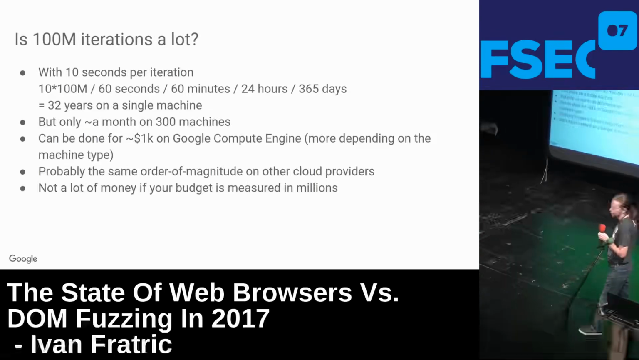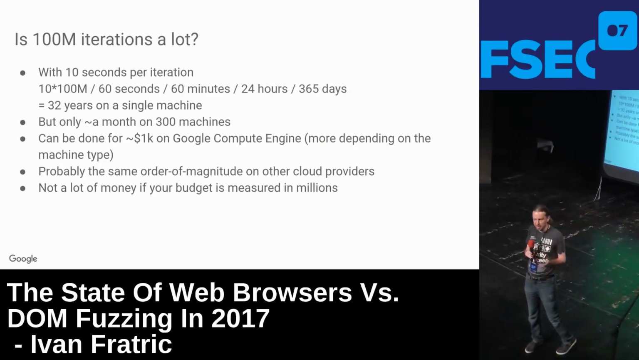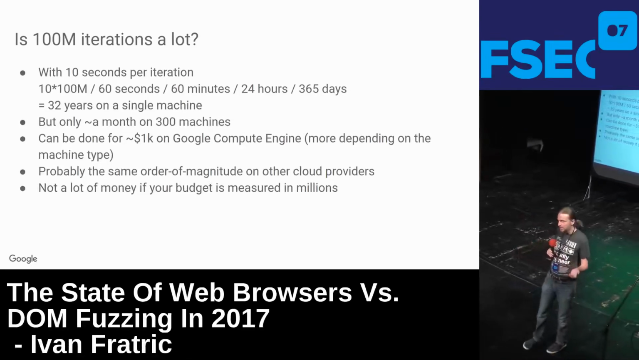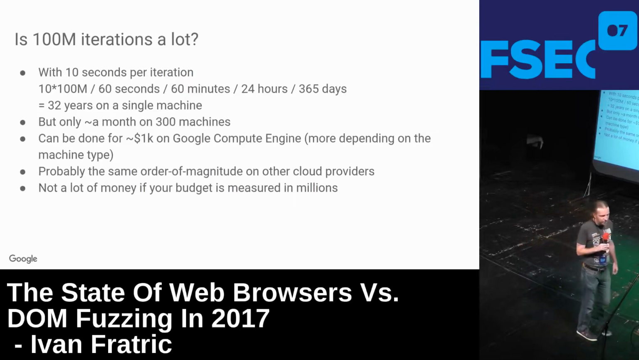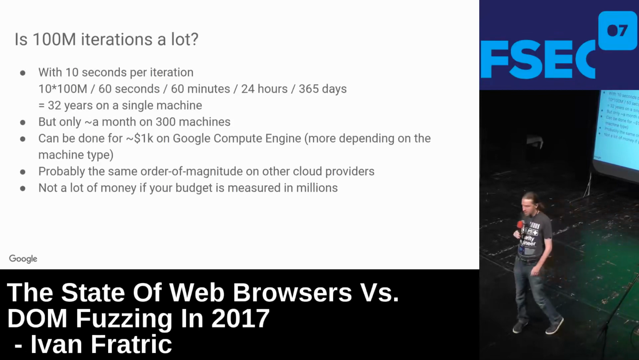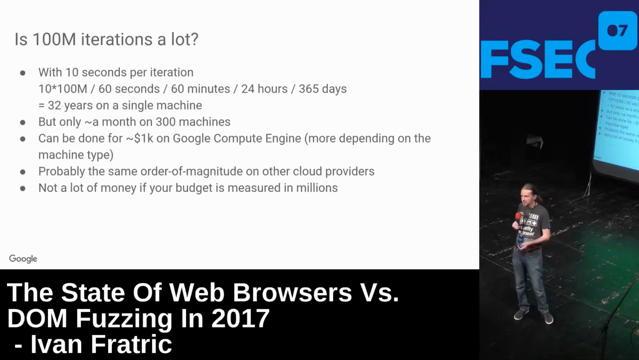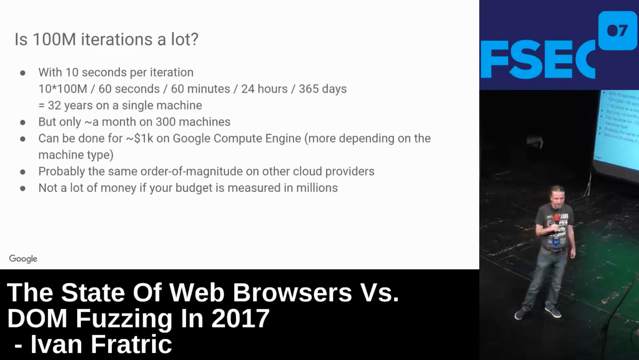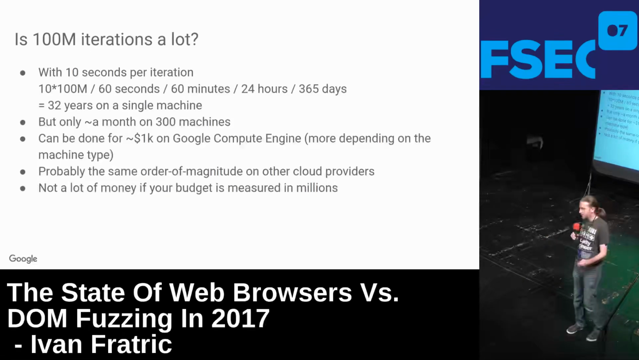For example, if you just want to fuzz on a single machine, and if you assume that a single iteration is going to take you 10 seconds, and keep in mind that the samples generated by my fuzzer can be quite large, then you would come to a fuzzing time of around 32 years. So of course you wouldn't do it that way. But if you have a fuzzing cluster of say 300 machines, then the same number of iterations would take a bit over a month, and that's more realistic.